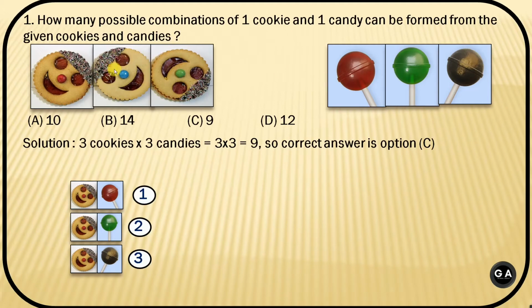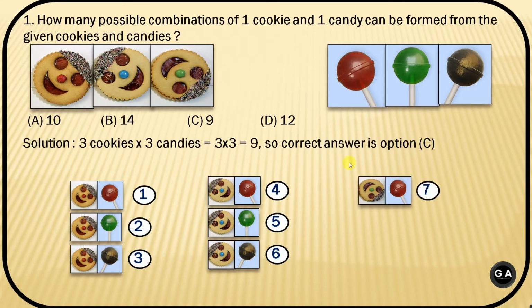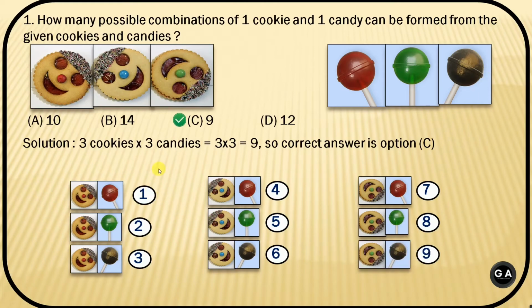Now take this cookie and combine with this red candy. Take this cookie and combine with this green candy. Take this cookie and combine with this brown candy. Now we again got 3 combinations. Now take this cookie and combine with this red candy, this one with the green candy, and this one with the brown candy. So we see that these 9 combinations are made out of given 3 cookies and 3 candies.